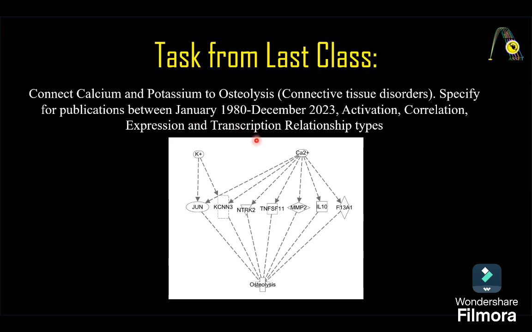If you had gone ahead and done that, you would have gotten something that looks like this. So calcium and potassium over here, connected to osteolysis. I had already gone ahead and rearranged the nodes, so you are able to move around the nodes. I moved them around to make it look somewhat more visually appealing, and you should have gotten a pathway that looks something like this.